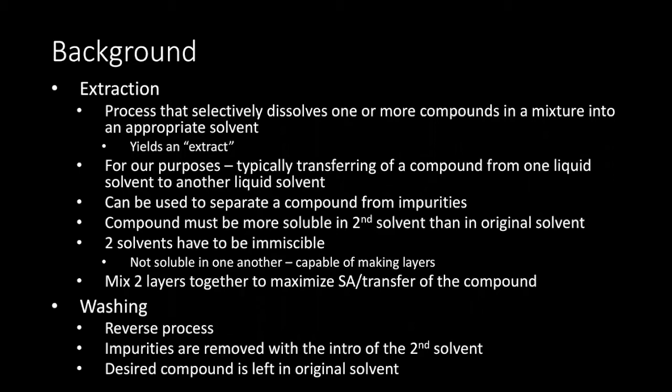You can use an extraction to separate a compound from impurities. And the way to do that, you have to make sure that the compound is more soluble in the second solvent than in the original solvent. So we'll discuss that later in the slides. Since you're introducing two solvents, your two solvents have to be immiscible. That means they're not soluble in one another, okay? Which also lends to the fact that they will be capable of making two different layers.